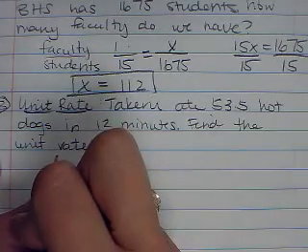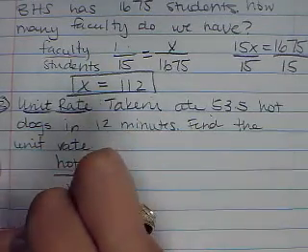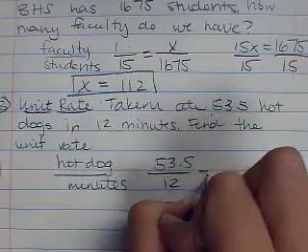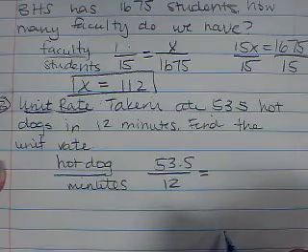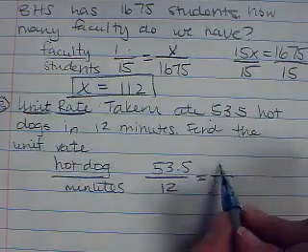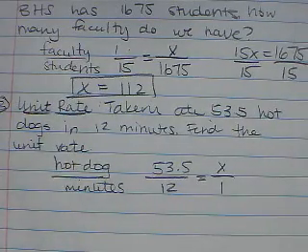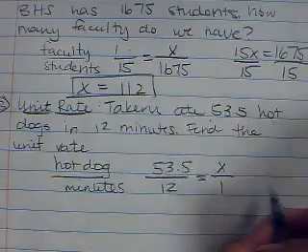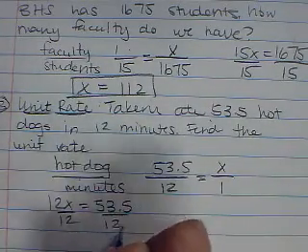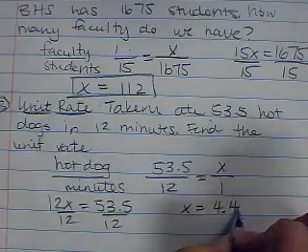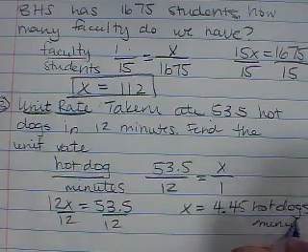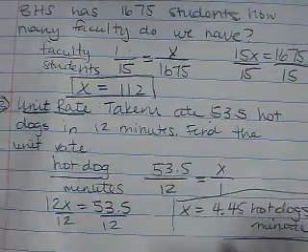So if we talk about the two things we're talking about, that would be hot dogs versus minutes. He ate 53.5 hot dogs in 12 minutes. That's a ratio. We set it equal to something else. That makes it a proportion. And we're finding the unit rate, so the bottom quantity has to be equal to 1. We want to find how many he ate in 1 minute. So we're going to cross multiply and divide again. We have 12x equals 53.5. We divide both sides by 12. X equals approximately 4.45 hot dogs per minute. That would be our final answer.